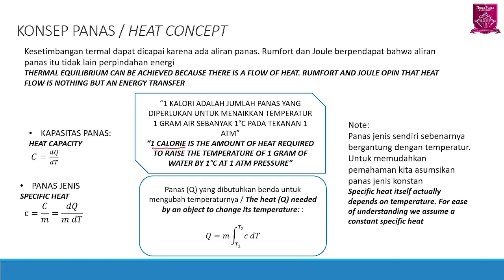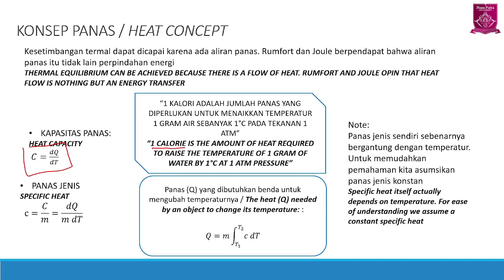The heat capacity is equal to the differential of Q by T, dQ per dT. Q here is the heat, and C is the heat capacity of the object or material. And the specific heat, the little c, is equal to capital C divided by m. m is the mass of the object.